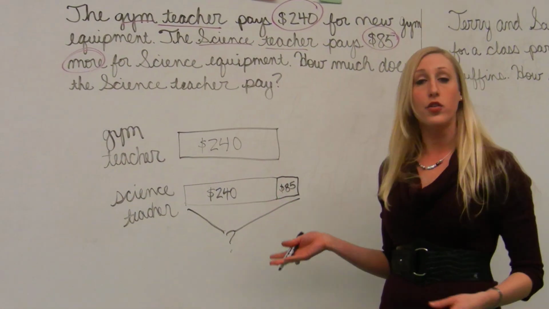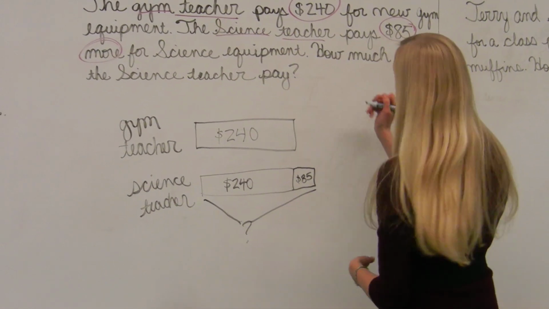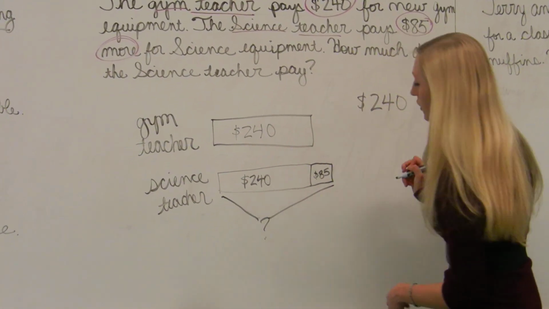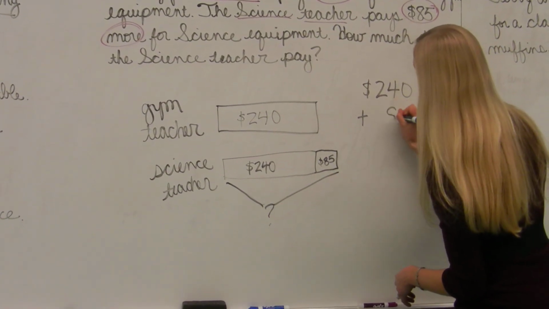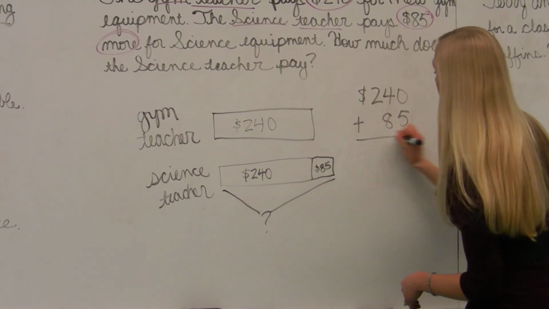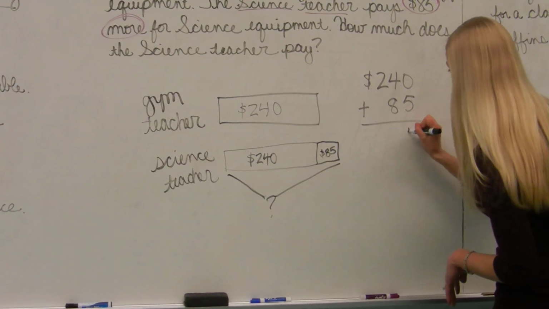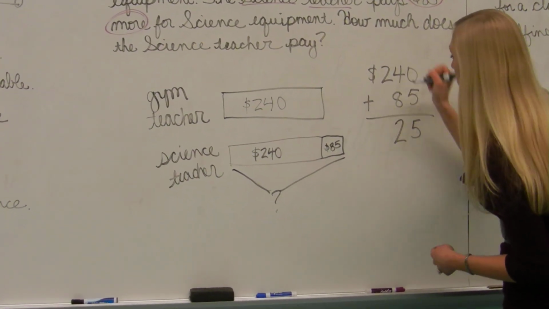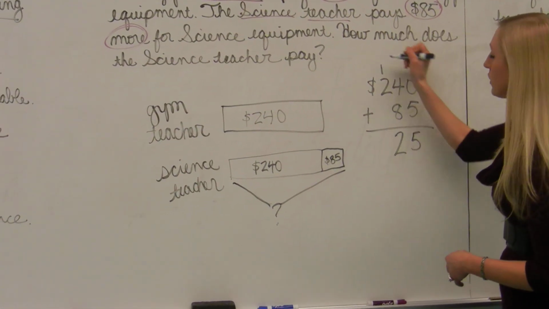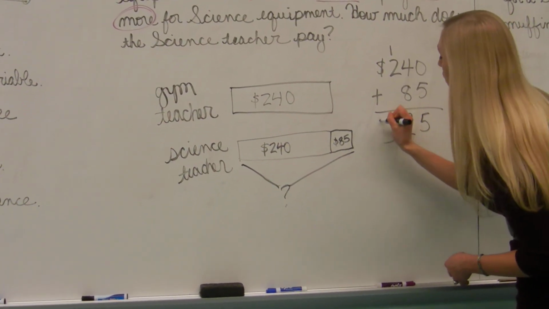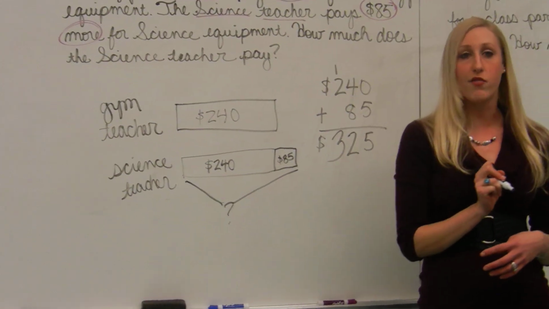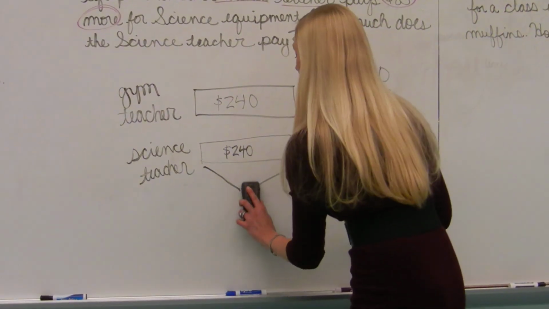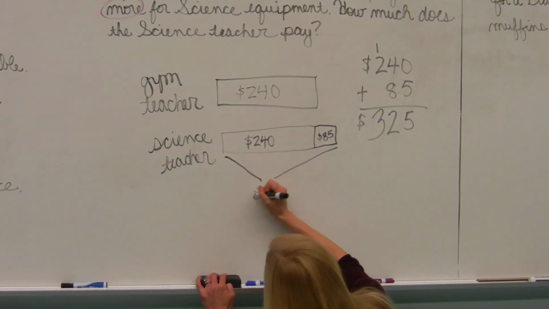At this point, you can go ahead and work out the computation. So you will do $240 plus $85. 0 plus 5, 5. 4 plus 8, 12. Bring down the 2. Carry the 1. 2 plus 1 is 3. $325 becomes the whole. You can now place that in your unit bar.